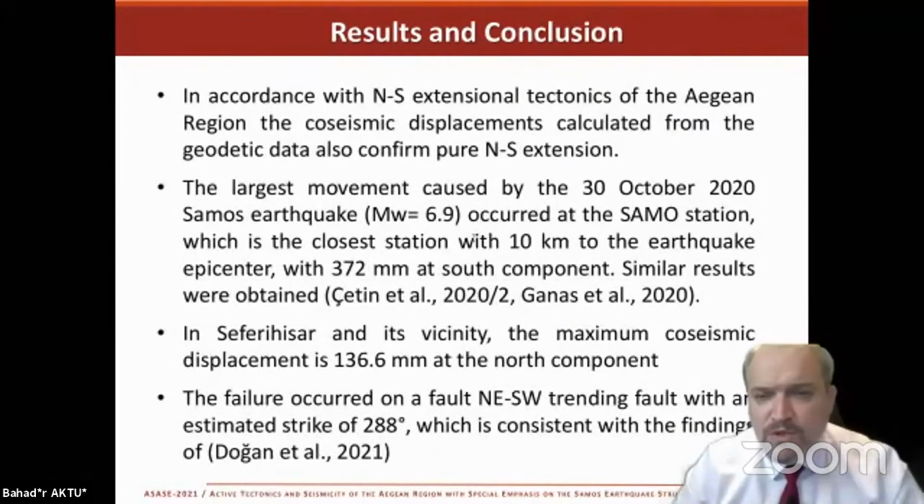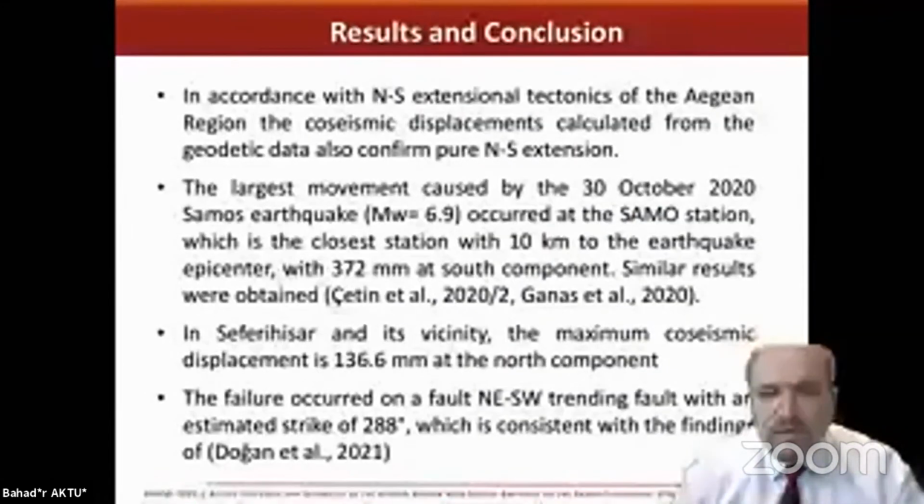And the largest movement caused by the October 13th, 2020 Samos earthquakes. The magnitude is also discussed after every earthquake in Turkey. Our geodetic inversion shows a moment magnitude of 6.9, and the largest movement was also at Samos station, which is the closest station to the epicenter of the earthquake.